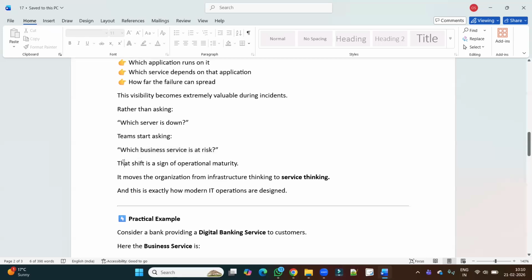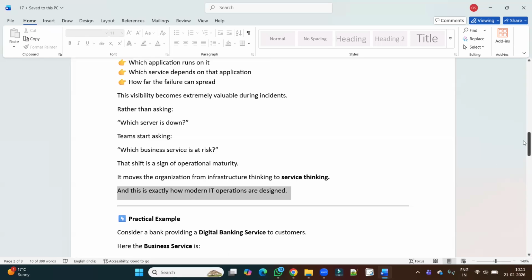That shift is a sign of operational maturity. If we have service mapping available, it is a kind of operational maturity. Operations teams will not panic here. They will work as a mature organization because they have the service mapping, and it will take very little time to do things going forward. So this is exactly how modern IT operations are designed. This is what is recommended going forward.